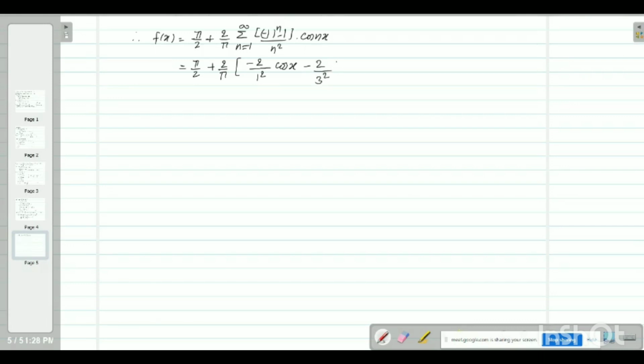3 square cos 3x and minus 2 by 5 square cos 5x minus so on. Minus 2 is common in each term, so we take minus 2 outside. So this is pi by 2 minus 2 bar omega, so this will be 2 to the 4, so this becomes minus 4 by pi.